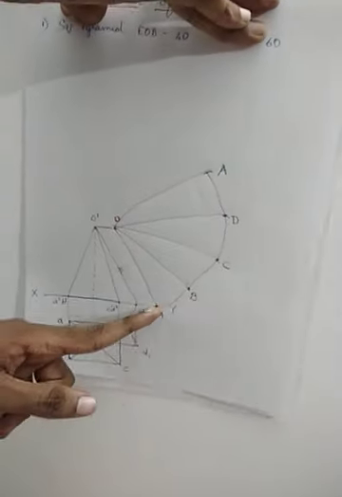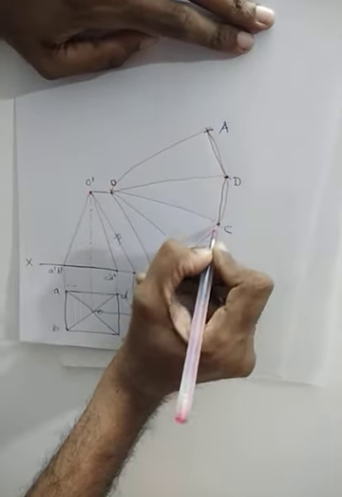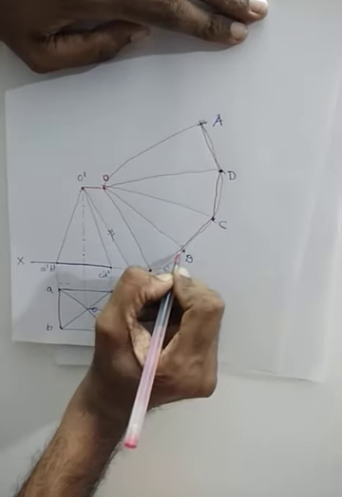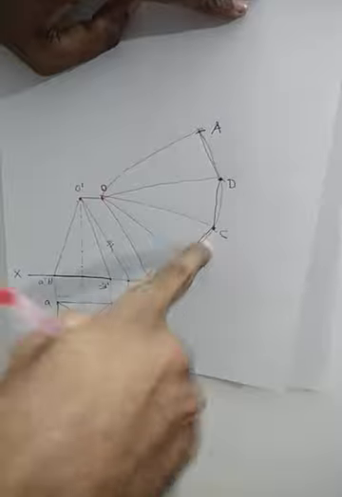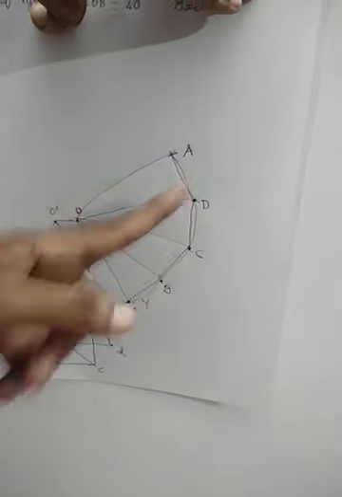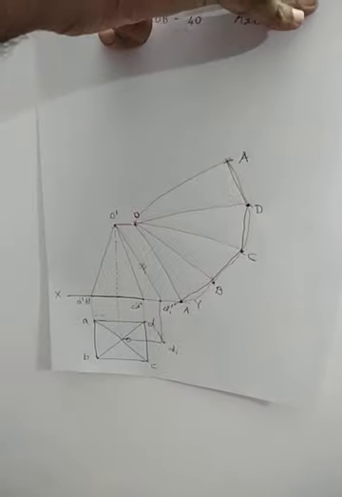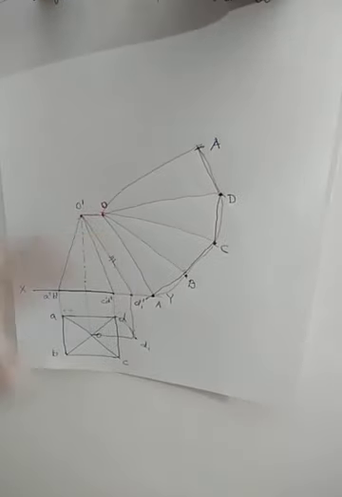Now you can see that here you are getting an arc. The base of a pyramid is not an arc, it should be straight lines. So what you have to do is join all these points using straight lines. So this is how you have to draw the development of the pyramid. In this video I am just teaching you how to draw the development. I am not sectioning the solid.